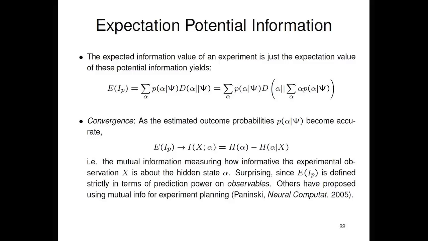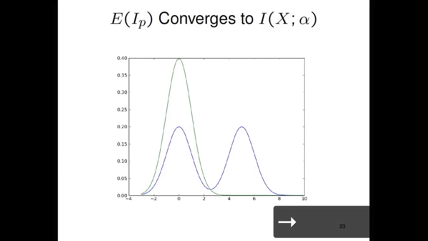these probability estimates actually become accurate prior probabilities of the different models, in other words, the marginal probabilities of those different models. This metric will converge to the classic mutual information of our observable versus our hidden variable representing the different possible models. Okay, so it's an empirical information metric, but under the theoretical case where you actually have accurate prior probability estimates, it converges to a classic mutual information metric.